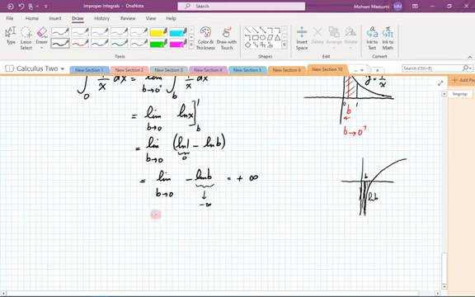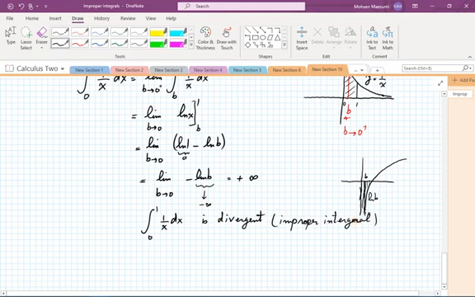So in this case we say the integral from 0 to 1 of 1 over x dx is divergent, or is a divergent improper integral. The word divergent gets to be used in many places. It's same connotation, something that doesn't settle down to a finite number.